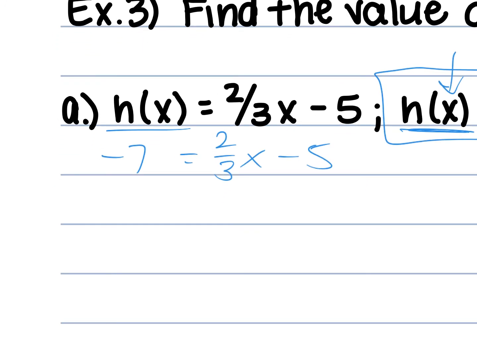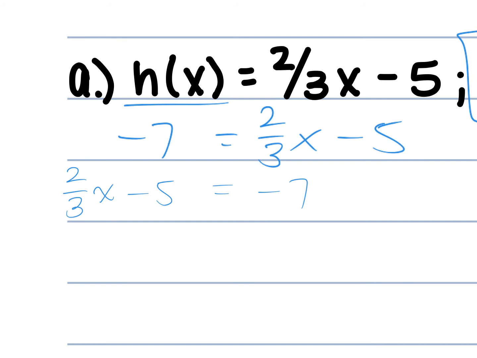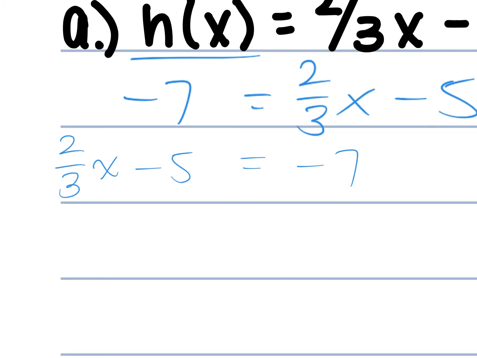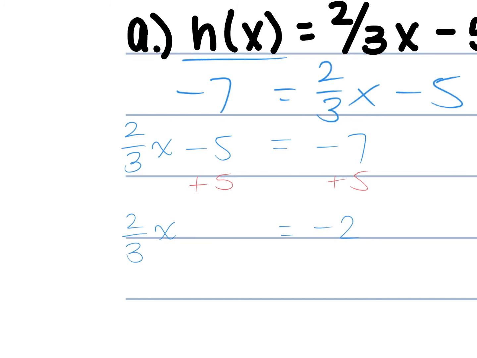If we want to solve this, we want our variable on the left-hand side. I'm going to rewrite this, flipping my equation, so 2/3x minus 5 equals -7. I can do that because whatever's on the left is equal to what's on the right, and I can reverse the order. Now I need to add 5 to both sides: move all your constants to the right, keep your variables on the left. So we add 5 to both sides and get 2/3x equals -7 plus 5, which is -2.